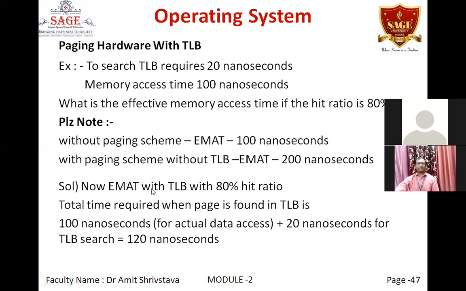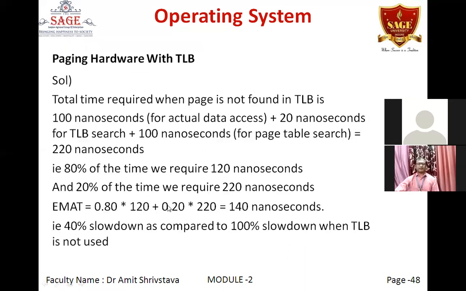Now, effective memory access time with TLB with 80% hit ratio: the total time required when the page is found in TLB is 100 nanoseconds for the actual data access plus 20 nanoseconds for the TLB search. That is 120 nanoseconds. Right? So 80% of the time, the time required will be 120 nanoseconds.